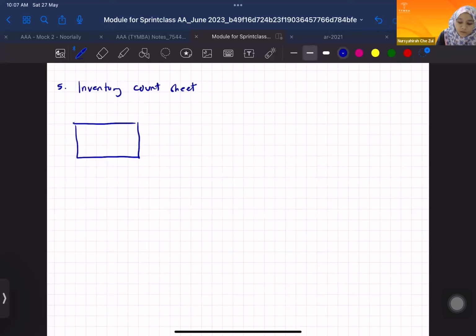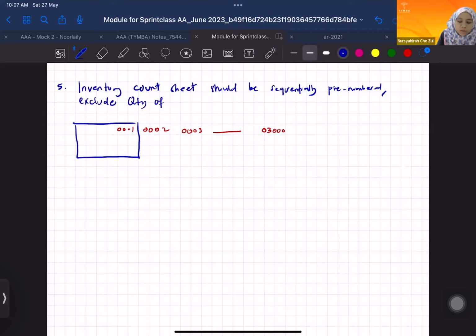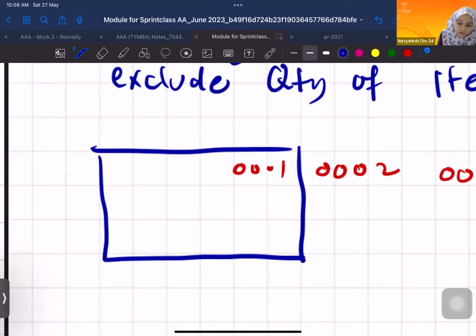But anyway, inventory count sheets should be sequentially pre-numbered. There are a lot of papers here. Maybe the first one would start with 001, and the next paper would be 002, 003, up until, I don't know, maybe 3000. So the inventory count sheet must be sequentially pre-numbered and exclude the quantity of the item. So this is the inventory count sheet.